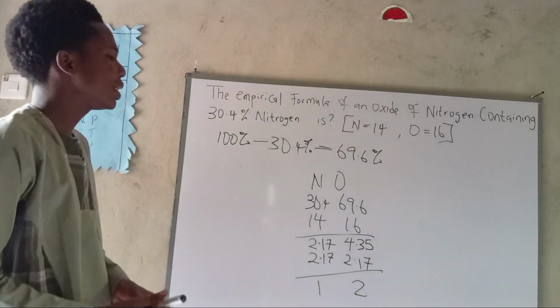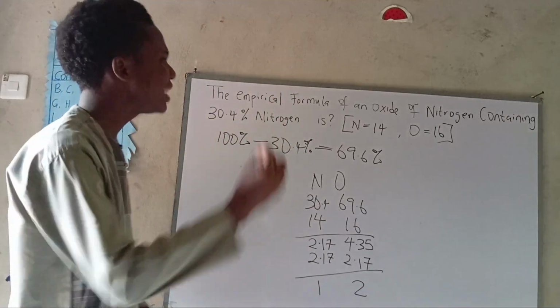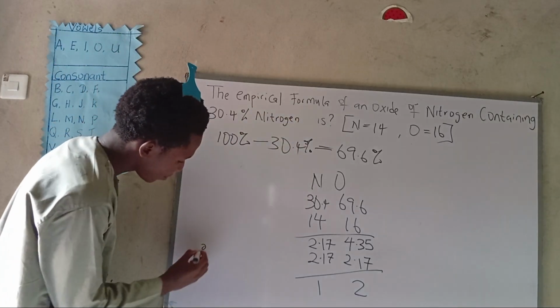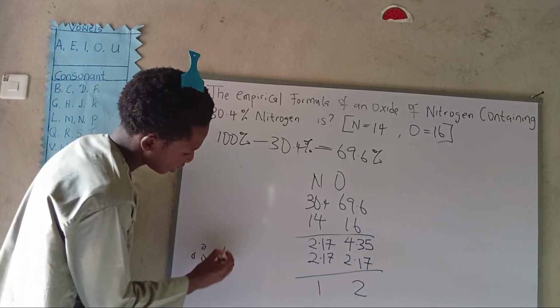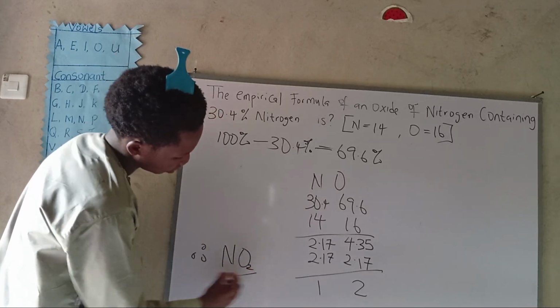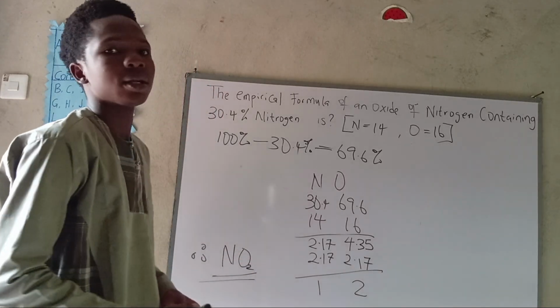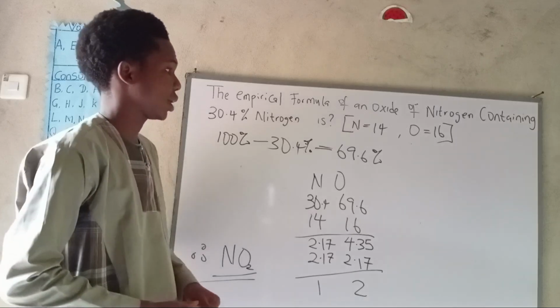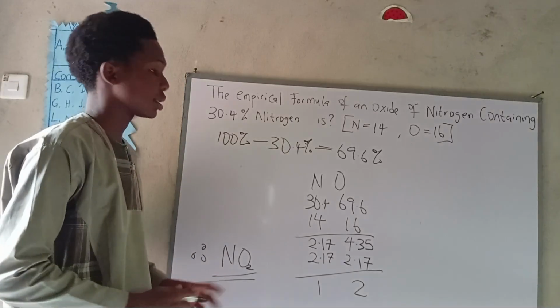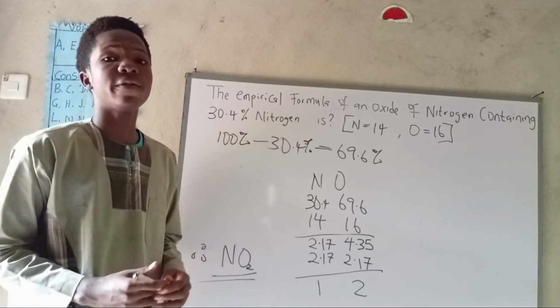Okay. Now, since we've gotten our answer, this oxide of nitrogen can therefore be written as NO2, nitrogen dioxide. Okay, let's move on. Okay, yeah, that's it. That's for that. So thank you for watching this YouTube video.